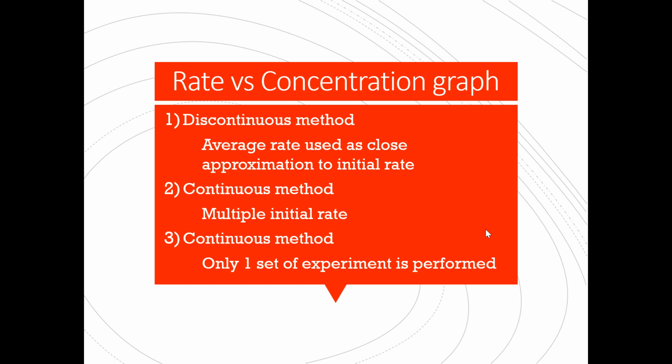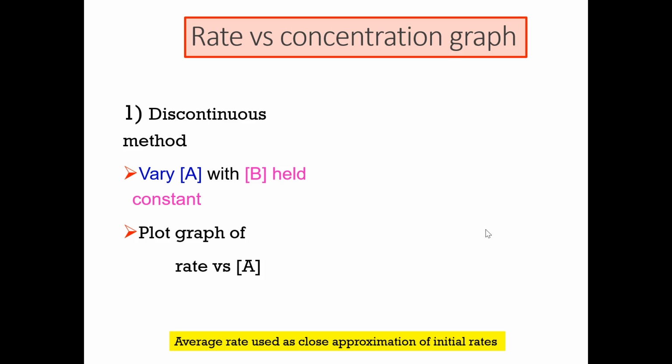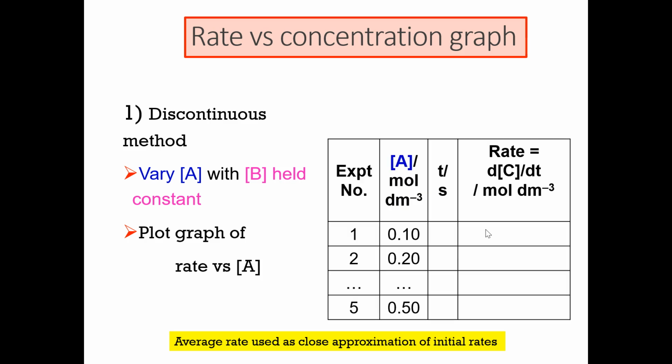Continuous method, we will have to track multiple sets of experiments and get the multiple initial rates from the graph. So over here, if you look at your discontinuous method, which is the clock reaction, we will vary one of the factors, and then we will vary the concentration, of course, so that we can end up plotting the graph of rate versus concentration of A. So typically you'll be thinking of the data table looking somewhat like this. So the different concentrations and then you have different rates, right? So that will translate to one graph of rate versus concentration.